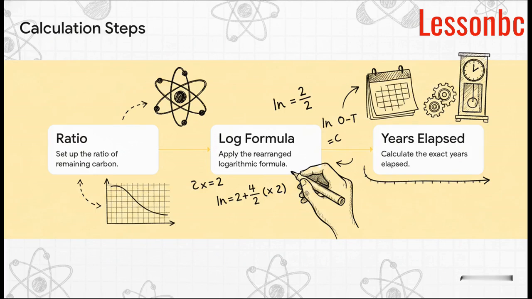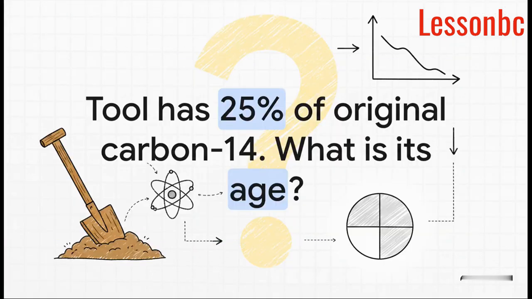Step 1, set up the ratio of the remaining carbon, so that's our A, divided by A sub 0. Step 2, apply the rearranged logarithmic formula using that ratio. And step 3, calculate the exact years elapsed. Let's try one out together, shall we? Here's a guided example for us.